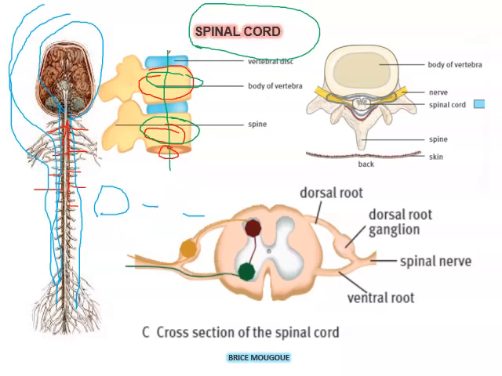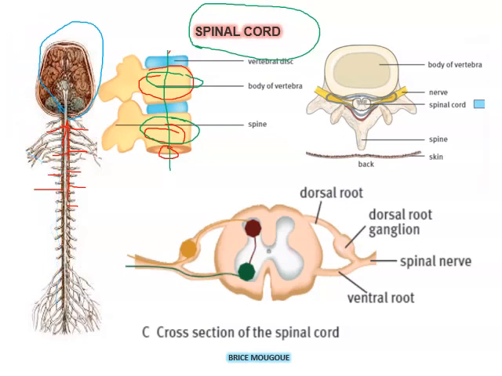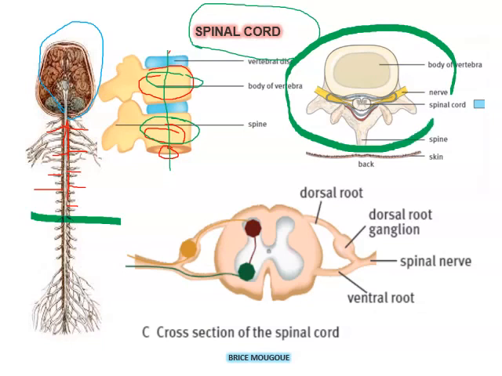Now, within the spinal cord, if we were to cut the spinal cord into a cross section, it means we are cutting the spinal cord this way into 2, cutting the whole vertebral column with the spinal cord together, so that we look at it from inside like this. This is the kind of diagram that we'll be having of the spinal cord.